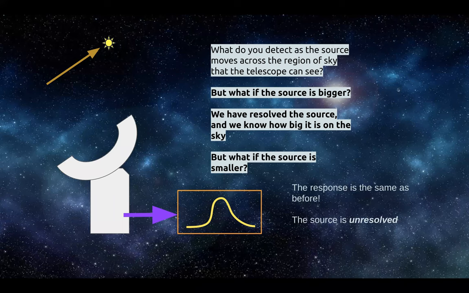So what's going on here? So you get the same response, no matter how small the source is. So long as it's detected, you'll get the same response. The source is unresolved. The opposite of an extended image, actually. So actually, we'll touch on that in a little bit later. So if the source is smaller than what the region of the sky that the telescope can see, then you will be detecting an unresolved source.